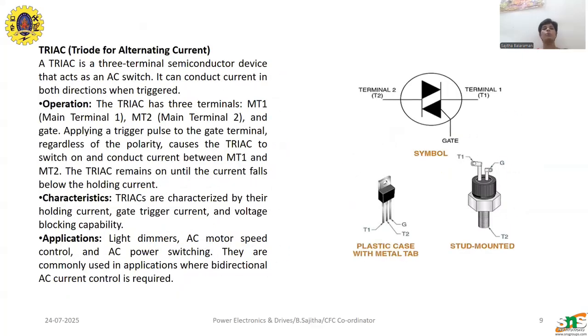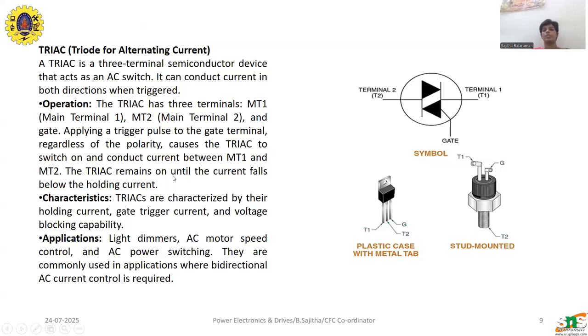Now moving to the next device, which is the TRIAC. The abbreviation TRIAC stands for triode for alternating current. Coming to the TRIAC, it is a three-terminal semiconductor device that acts as a switch, and it can conduct current in both directions when triggered. This is the major advantage of the TRIAC, which permits current flow in either direction, so it is used for bidirectional flow of current in high power applications.